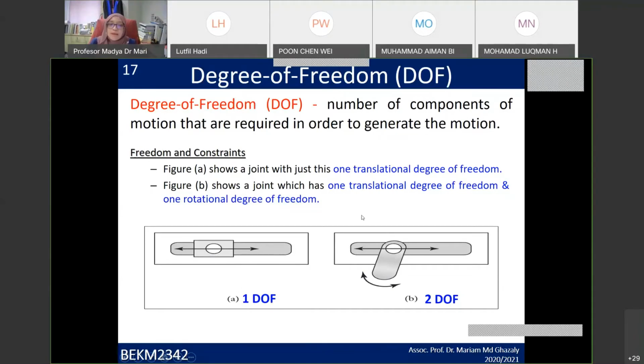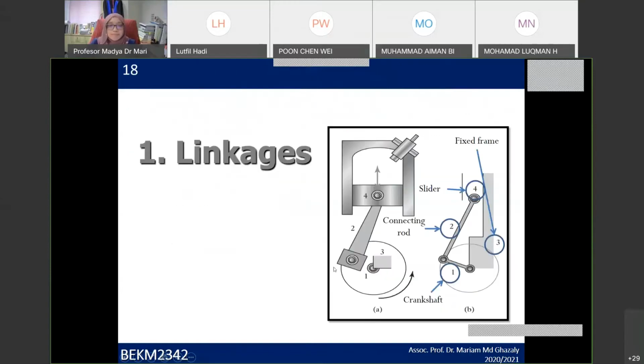So if you have two motions, for example, this one is going to move in linear and you have another end effector here that is going to rotate. Okay, so this is what we call 2 degrees of freedom. So these are the main components. But normally in robotics, you normally have 6 degrees of freedom, lots of degrees of freedom. So let's look at the first one, which is the linkages.